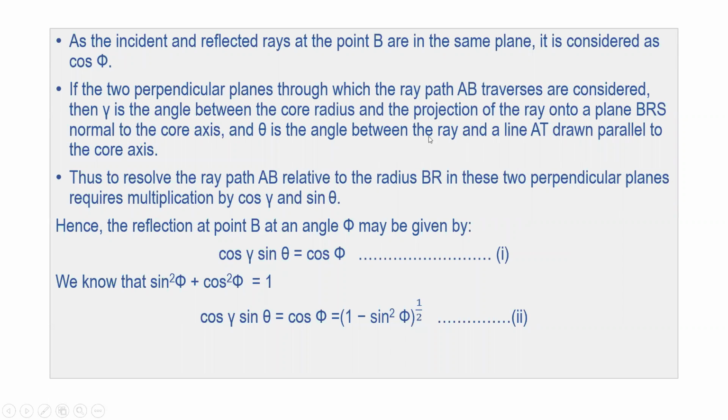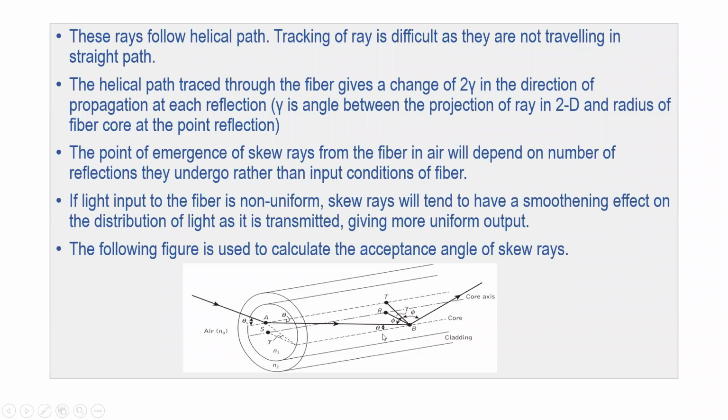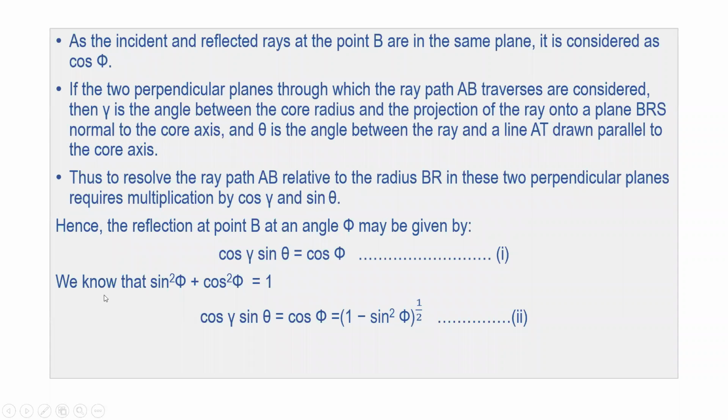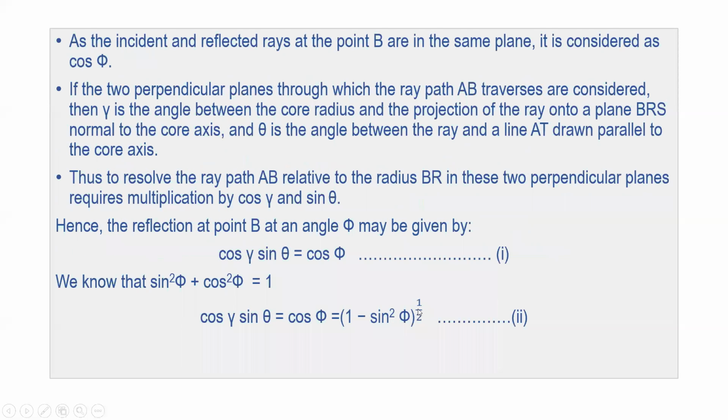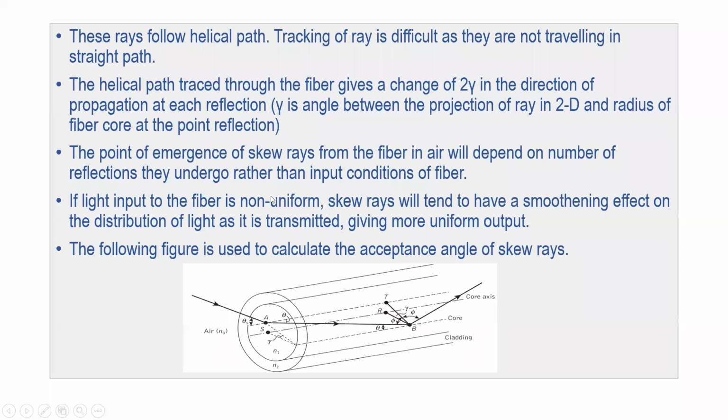And theta is the angle between the ray and a line AT drawn parallel to the core axis. Here you can observe theta is the angle between the line and the core axis. Thus, to resolve the ray path AB relative to the radius PR in these two perpendicular planes requires multiplication by cos gamma and sin theta. In the same plane we use the cos angle, and if it is perpendicular, then we use the sin angle. So theta is associated with sin and gamma is associated with cos.